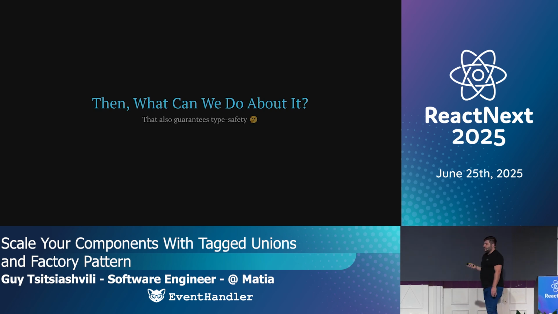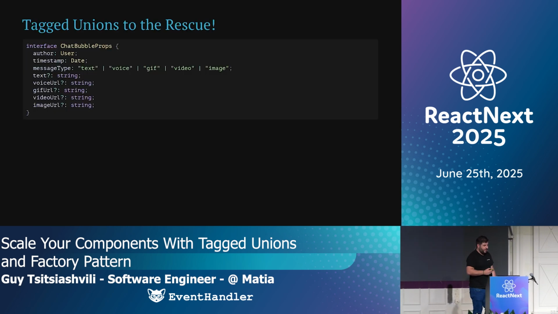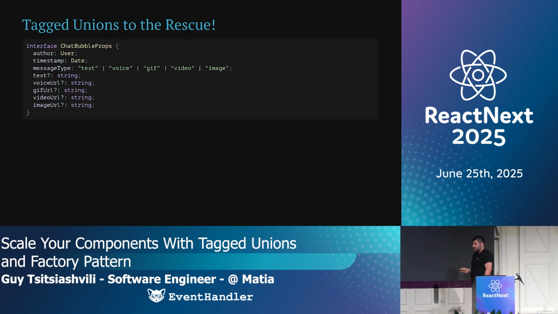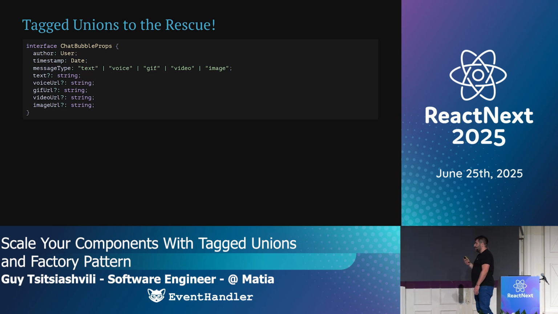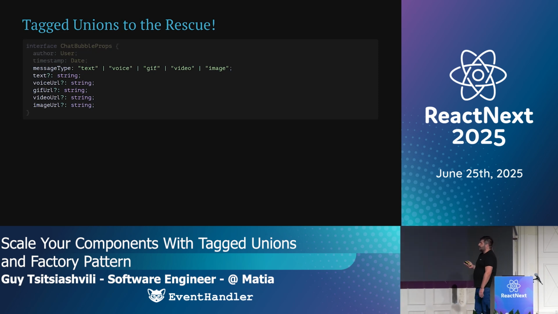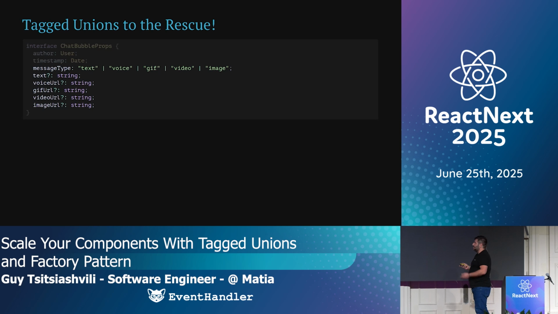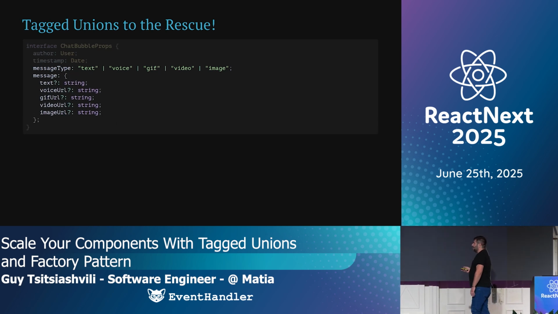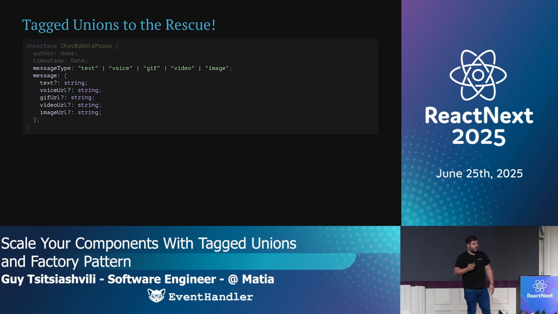So how can we improve it? What can we do to make it better? And this is where tagged unions come into play. I'll explain simply by example. Let's focus on this set of props. We have message type, we have all of the rest of the conflicting props. The first thing I'm going to do is create a new prop called message to simplify our life, and I will wrap all of the other props inside.